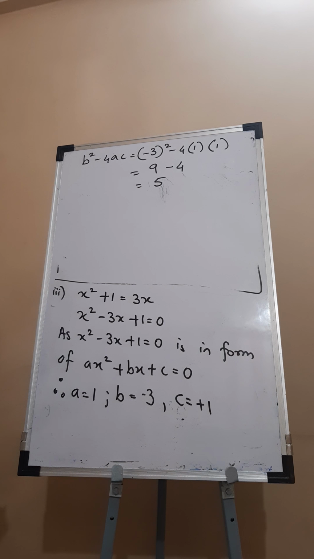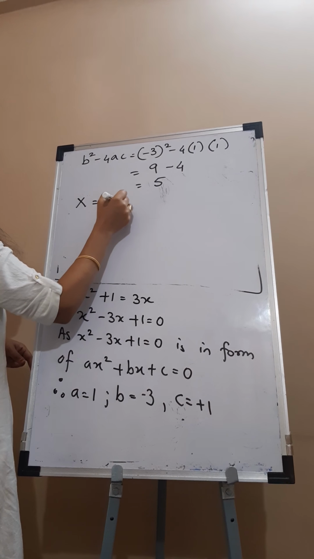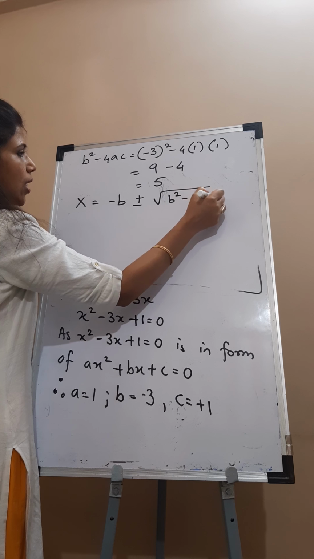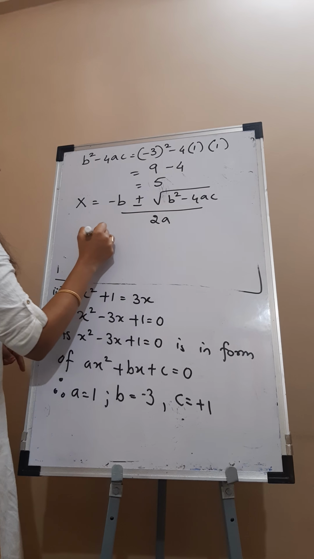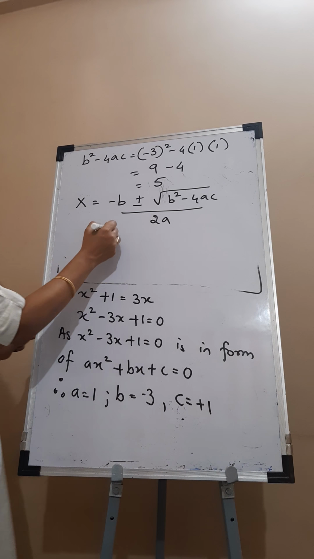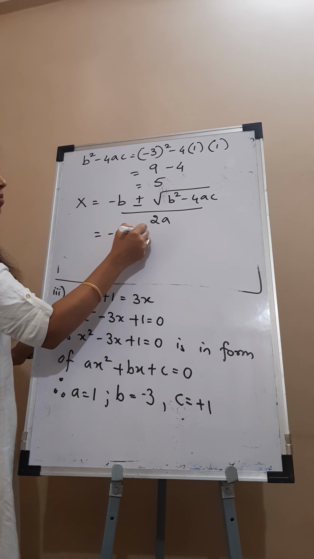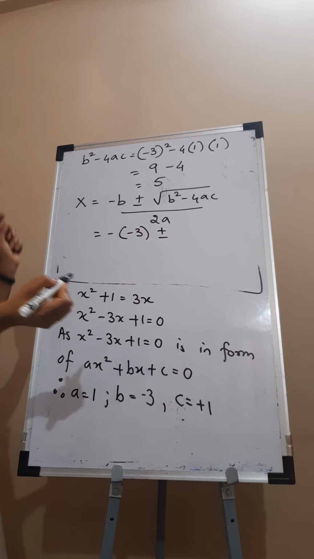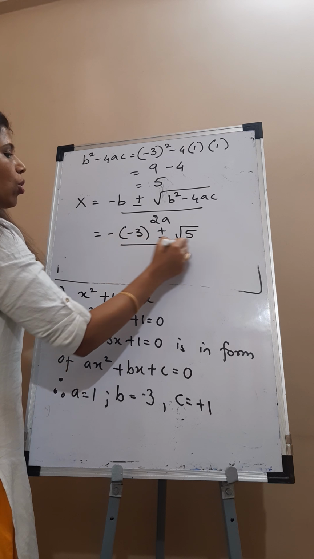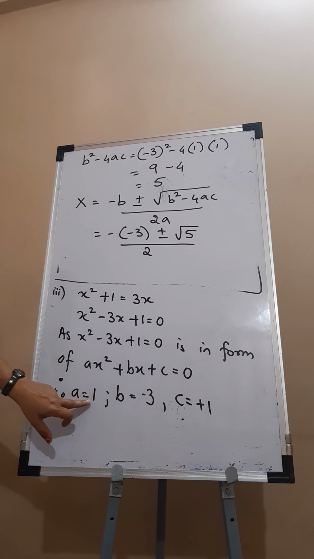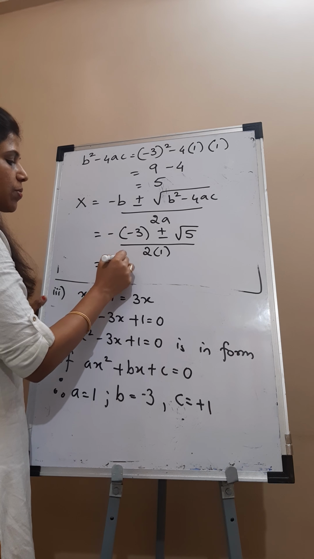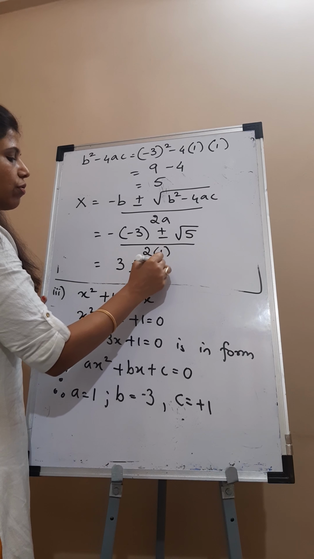Now you have to substitute it in the formula. x is equal to minus b plus minus root b square minus 4ac upon 2a. So minus b, let the sign minus be there. Substitute the value for b, that is minus 3, plus minus root of b square minus 4ac, you have got 5. Write root 5 upon 2 into a, the value of a is 1, so 1. So minus into minus becomes plus 3 plus minus root 5 upon 2.